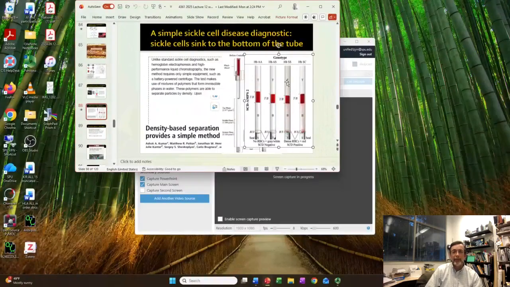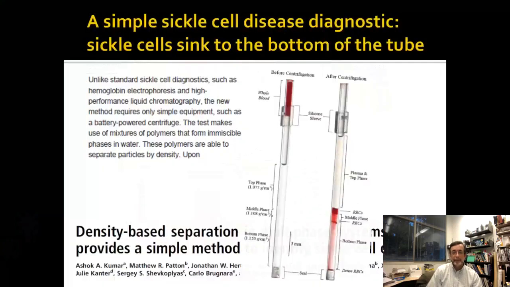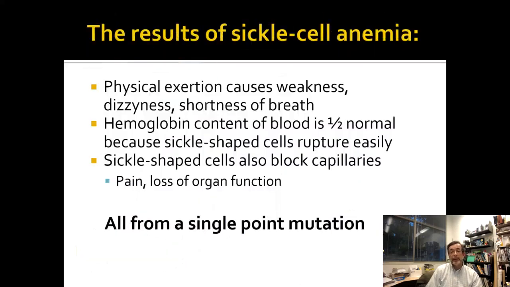I'm actually going to move it over so that I can make sure that you can see it on this screen. There it is right there. These are the dense sickle cells, and it's based on just the fact that sickle cells are misshapen, they're dense, and they don't work the way they should.